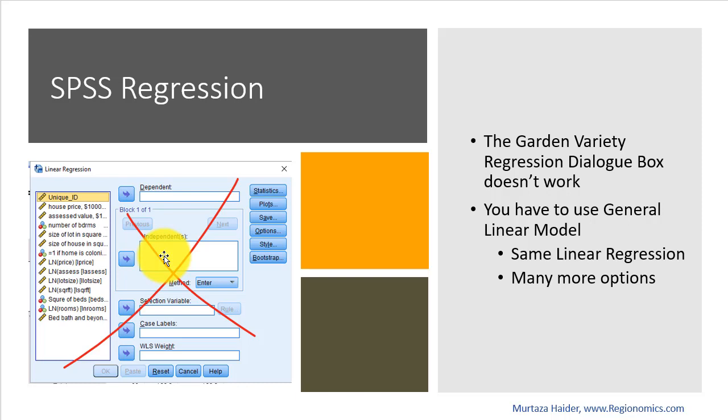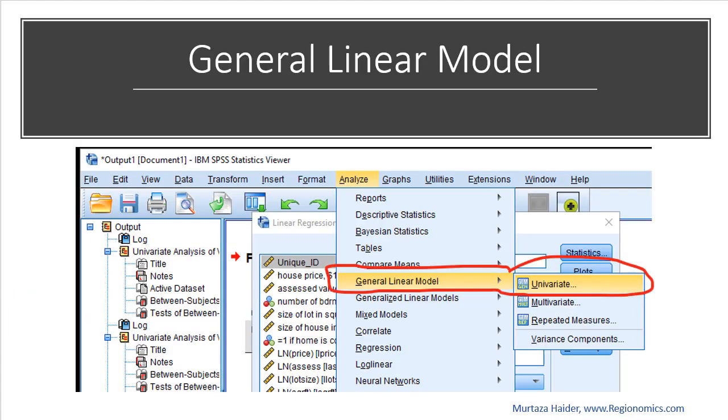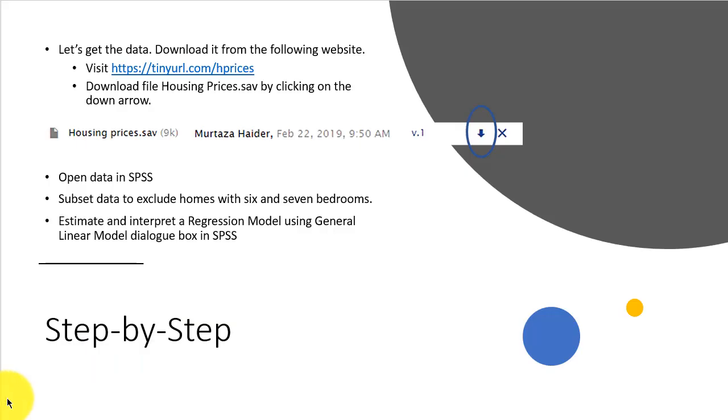So to avoid this, I think the golden gem in SPSS is the general linear model, and that gives you, among many other things, the same linear regression, but with many more options. So if you were to use the general linear model, you click on Analyze, General Linear Model, and then click on Univariate, and you will get the dialog box, and we'll get to it in a second. So let's begin by showing you how to get the data and then how we can proceed.